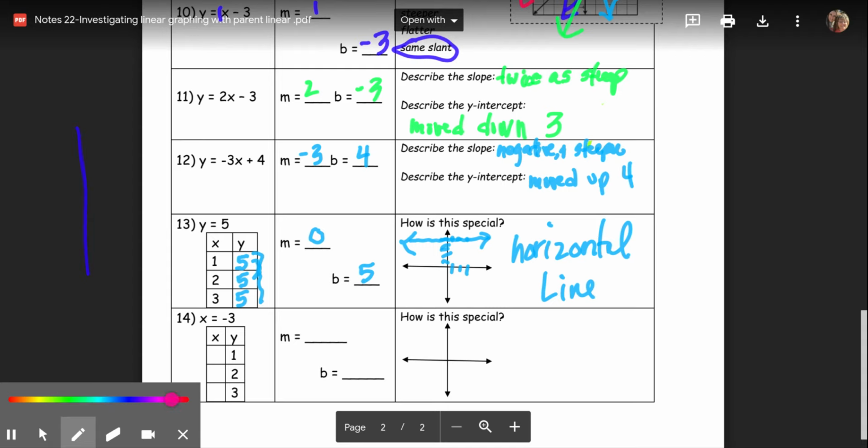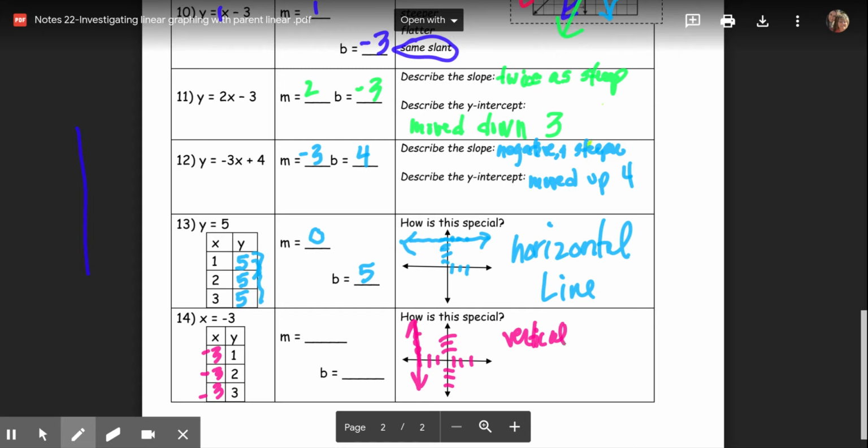We have x equals negative 3. That means all the x values are negative 3. So if we graph this, so 1, 2, 3, 1, 2, 3. So, oops, I went the wrong way. Sorry. 1, 2, 3. Okay, so we're going to go left 3, up 1. We're going to go left 3, up 2. We're going to go left 3, up 3. So this is a vertical line.